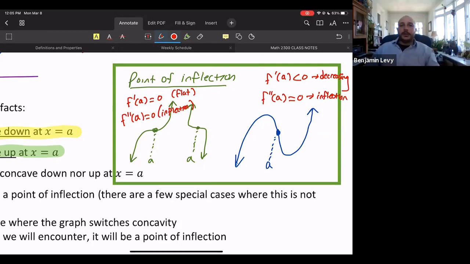But what I'm trying to point out is points of inflection are not always going to be critical points because they're not always going to be situations where it's a flat point, like on the blue graph on the right. Thoughts about that? See what I'm trying to say there?